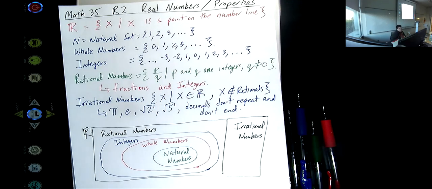And R is not the biggest set of numbers. It's the biggest set of real numbers. We will be hitting complex numbers at some point in the semester, the i. Remember ever seeing it in high school?